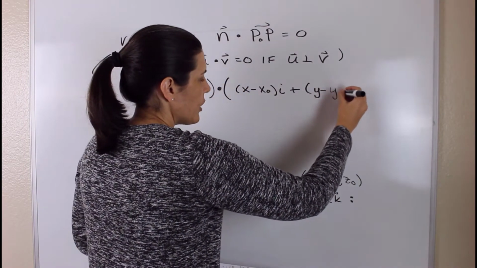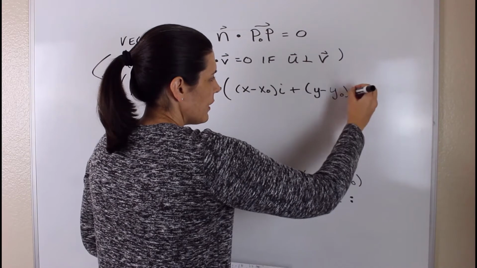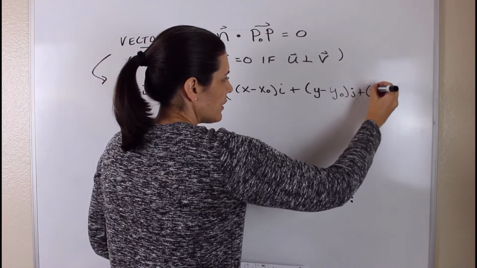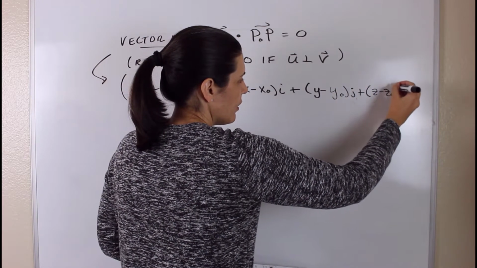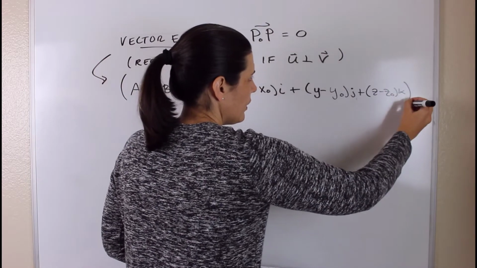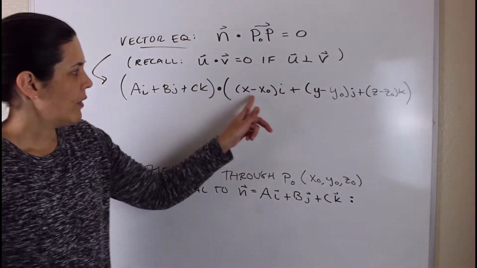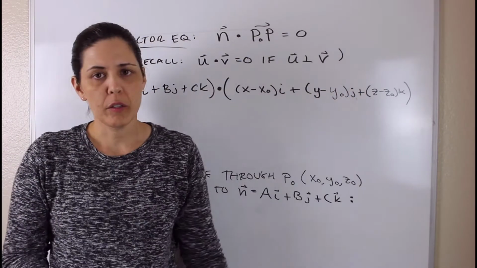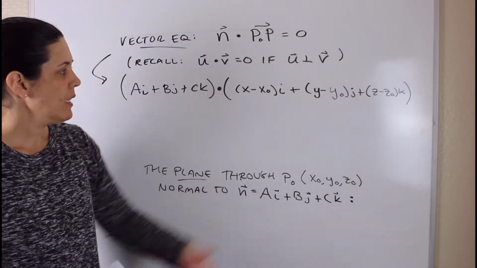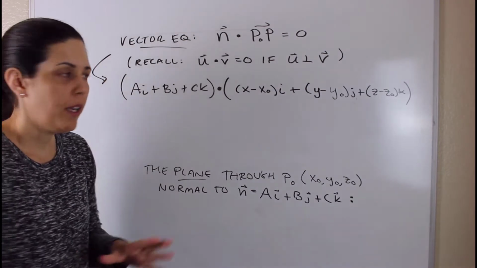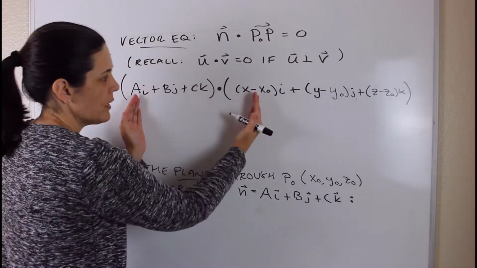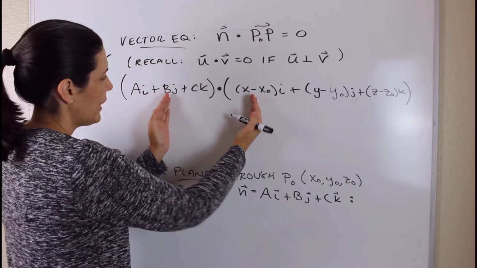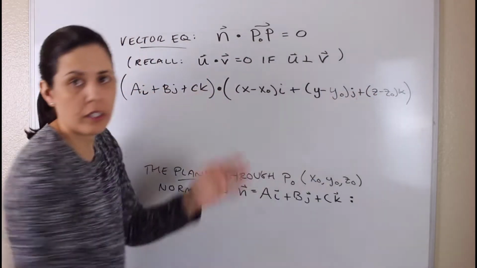And that's for our j component. And then last, plus z minus z naught for the k component. And that's just the vector from p naught to p. That's how we would write that out. And then if you expand this using your dot product, remember dot product, you take the x component times this x component, this y component times this y component, and so on, and you add.